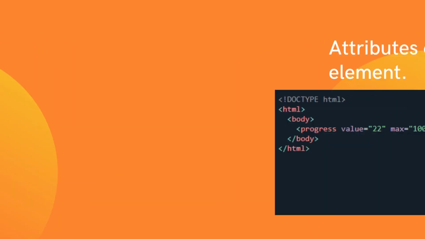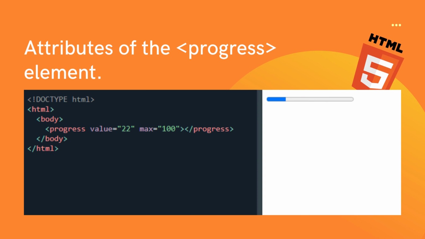Example: attributes of the progress element. The max number attribute determines the amount of work required to complete the task. The value number attribute indicates how many tasks have been completed.